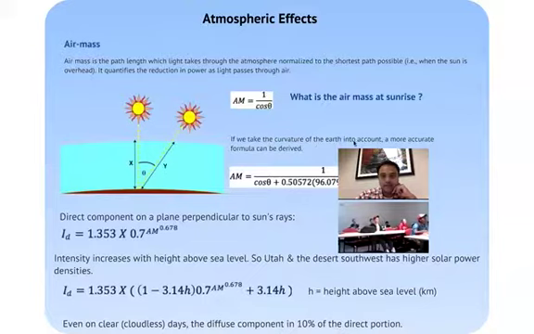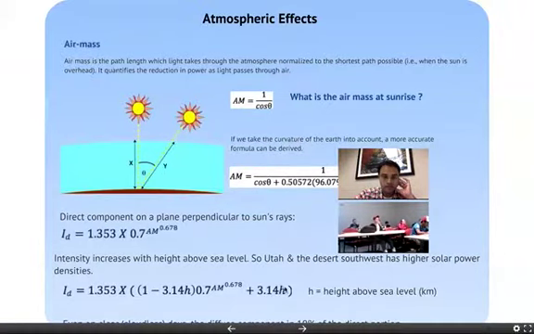If we take the curvature of the Earth into account, a more accurate formula can be derived, which is shown here, which of course we won't really worry too much about. Just keep that in mind. We could also have an expression for the direct component on a plane perpendicular to the sun's rays, which is given by this. Again, it's a power of air mass here. Intensity increases with height above sea level. So Utah and the desert Southwest have higher solar power because we are higher up, closer to the sun. So we get an expression here which includes the H, which is the height above sea level.